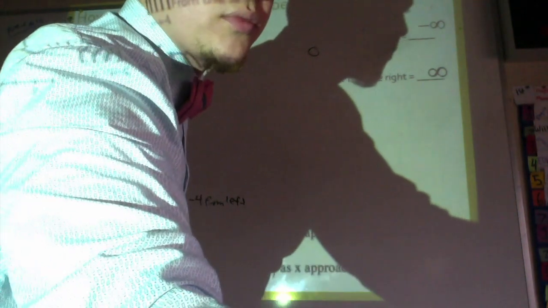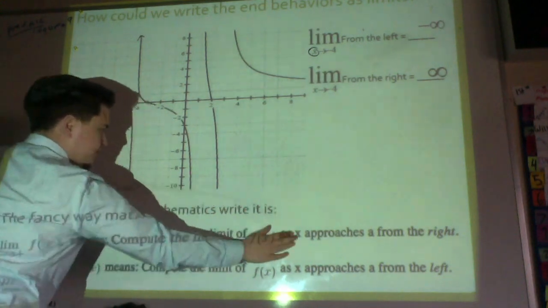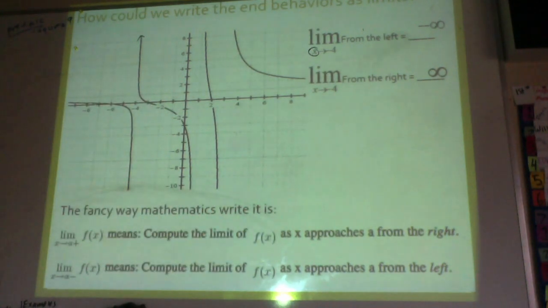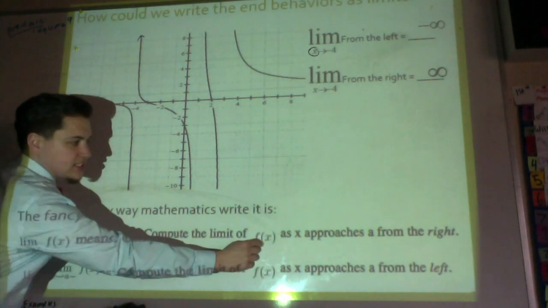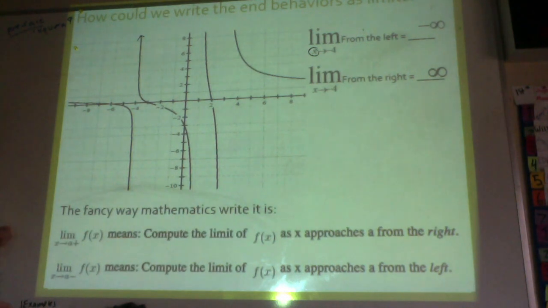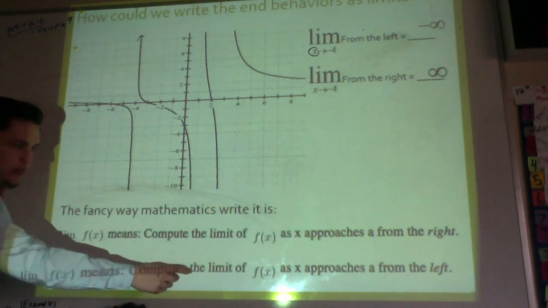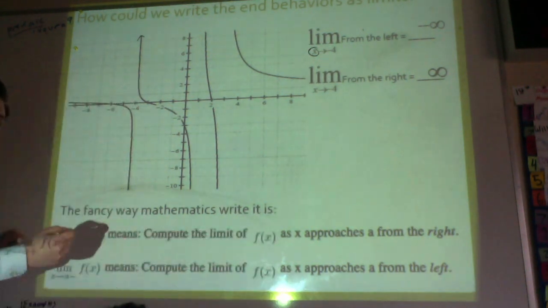So the fancy way that people write it, these are some notes you want to take. The fancy way is the limit as x approaches a plus. See that plus right there? That means from the right. It means compute the limit of f of x as x approaches a from the right. The limit as x approaches a, and you see that little minus sign, that means compute the limit of f of x as x approaches a from the left.